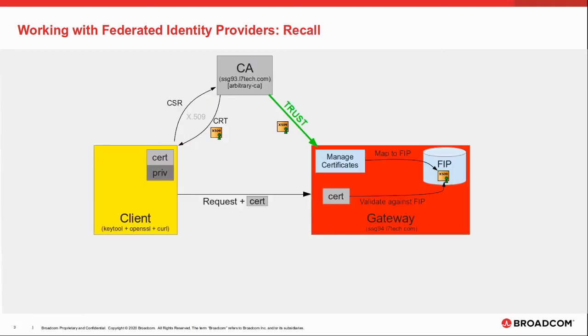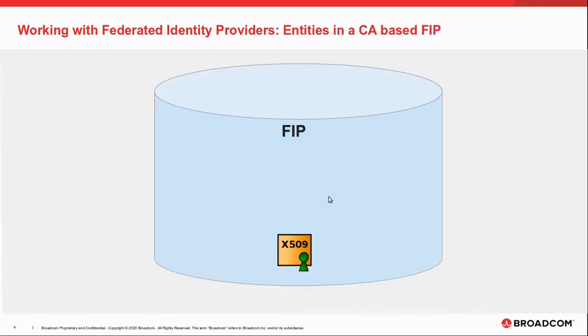So recall, in the previous presentation, we talked about how we have a certificate authority that is going to sign our certificate. We're going to load that certificate authority's public key in the form of their certificate into the Managed Certificates interface and assign it to the federated identity provider. Now when the request comes in, we're simply going to validate that the certificate has been signed by the federated identity provider. Now in that federated identity provider, we can have several types of entities.